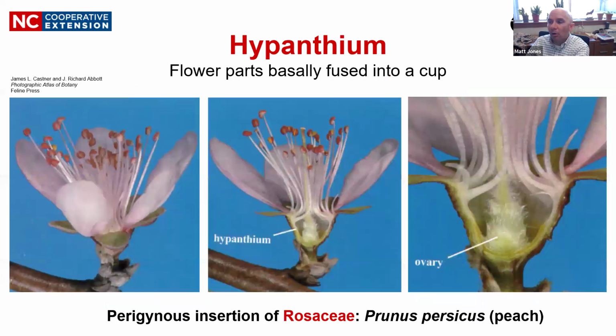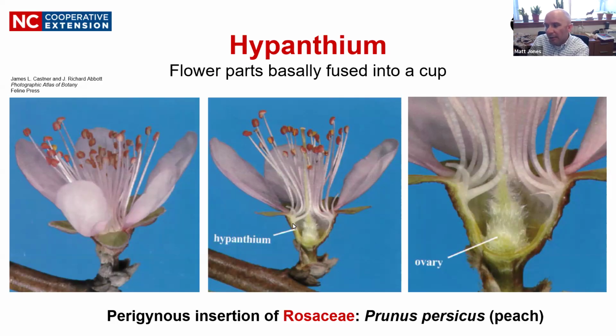And then some plants have what's called a hypanthium, or a floral cup, and that's where the stamens, petals, and sepals are all fused into this cup at the base. So they're adnate with each other. And this is very common in the Rosaceae. Not all, but many of them have a floral cup. And they vary in their positioning.